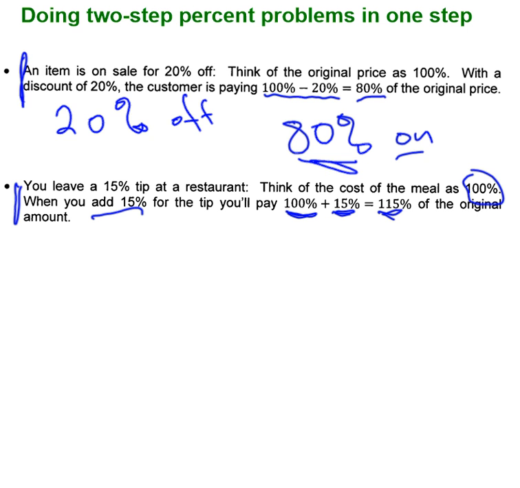So again, you could do this problem two ways. You could say, I'm going to calculate a 15% tip, and then after I do the 15% tip, I'd have to add it to the cost of the meal. Or I could just do it all at once by saying, I'm going to figure out what 115% of the meal would be.